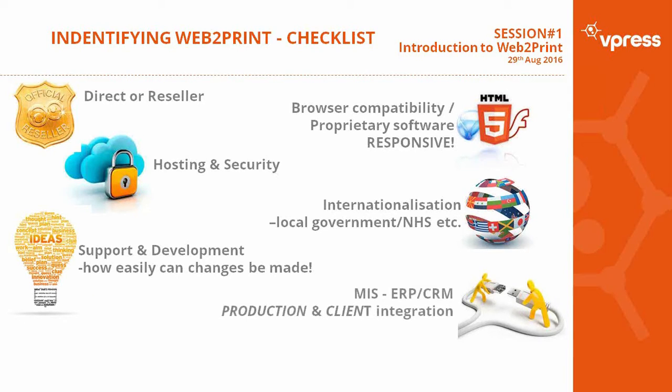Then we come to MIS, ERP, CRM integration. MIS, Management Information System, we're all familiar with that term. ERP, Enterprise Resource Planning. CRM, Customer Relationship Management. These are applications on the client side. So it's not just integrating into production in order to provide a production workflow. It's also integrating into the client systems.